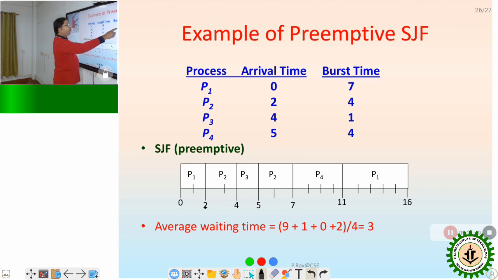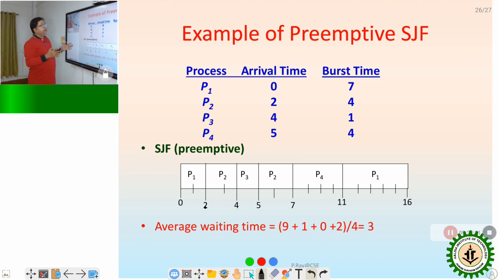P2 needs 4 units of time, but at time 4, P3 arrives with a higher priority because its shortest job is 1. So we allocate P3 here. Then P2 again, which already executed 2 units of time, so the higher priority is P2. P2 is allocated. After that, 4 units of time, P4 is left, so P4 is allocated. After that, P1 is allocated because P1 has 5 remaining, and the 5 units are allocated. So this is the example of preemptive SJF.